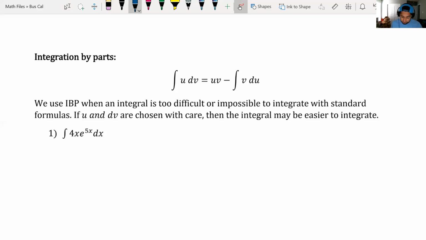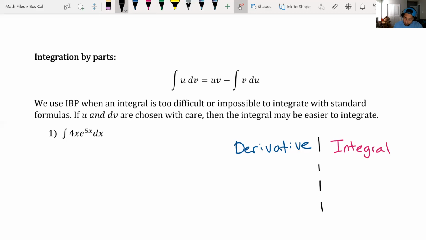I'll make a little table over here. There's going to be a little table for the derivative, and then a little table here for the integral, or the antiderivative. Now this is where we're going to choose u and dv.